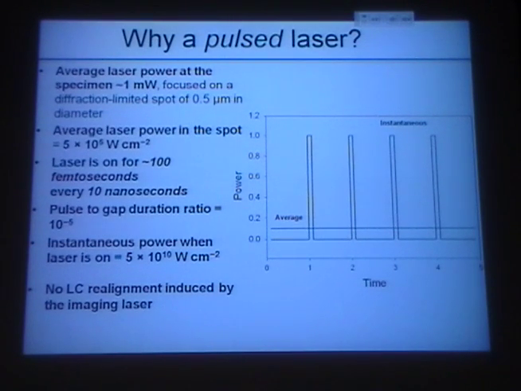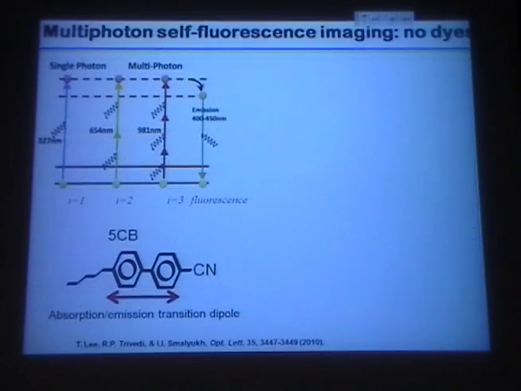And this is quite important from the standpoint of liquid crystals, because although instantaneous laser powers that we will be using will be quite high, the average power will be low, and we will ensure this way that we do not realign the liquid crystal director as we try to do imaging in 3 dimensions. So here is a schematic that is telling you the basic principles of multiphoton absorption and fluorescence processes.